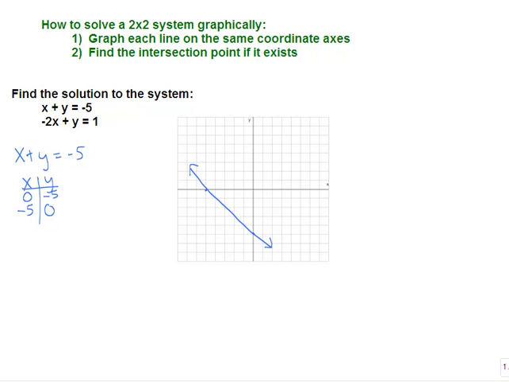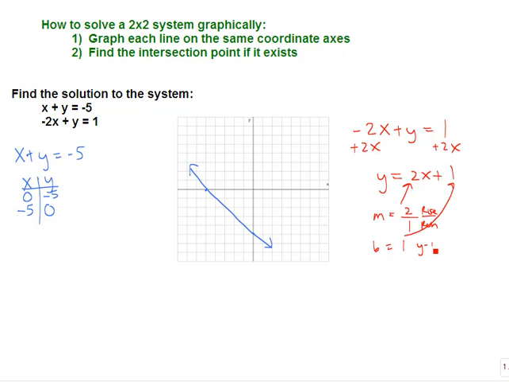Okay, so now let's graph the other equation, -2x plus y equals 1. You could also do this with intercepts, but just as an alternative, you could also solve this for y. It's very easy to just add 2x over to the other side, and we would get y equals 2x plus 1, and that puts the equation of the line into slope-intercept form. So your slope m is 2, or 2 over 1, and your b is this y-intercept, +1. Remember that slope we're going to think of as rise over run, and 1 is the y-intercept.